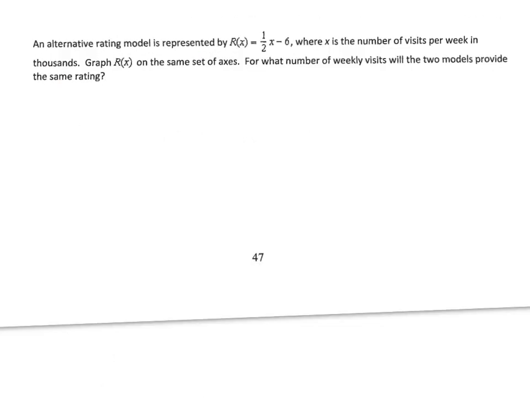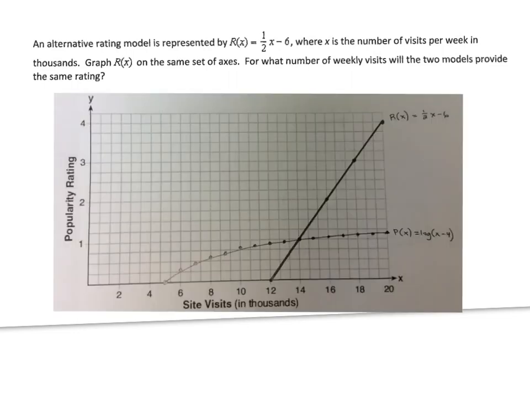It says an alternative rating model is represented by R of x, where x is the number of visits per week in thousands. So again, x is representing the number of visits per week in thousands. They want us to graph R of x on the same set of axes. So you can just go to y2 in your calculator and plug in 1/2 x minus 6, and go to the table of values and just copy those points, just plot them on the set of axes above.